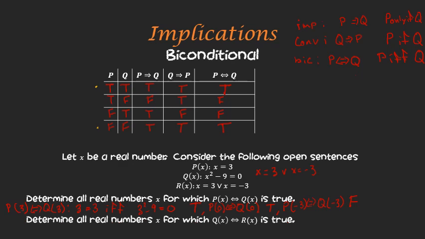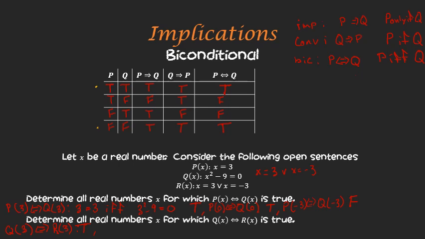Well, let's take a look instead at Q of x if and only if R of x. So we can try some similar things. Q of 3 if and only if R of 3. So R of 3 is the statement 3 equals 3 or 3 equals negative 3. Well, 3 does equal 3, so R of 3 is true, and Q of 3 is also true. And so this would be true in that case.